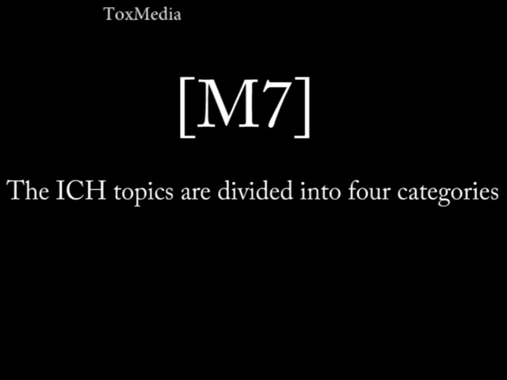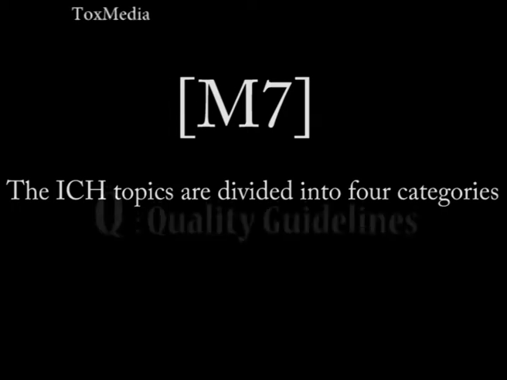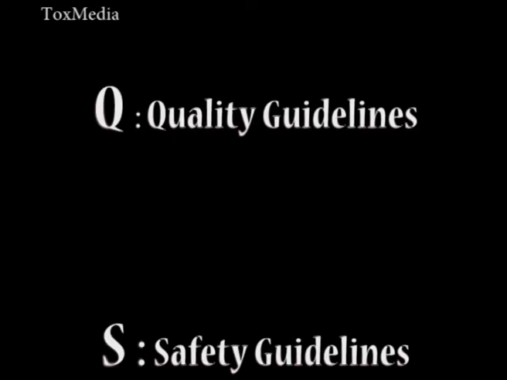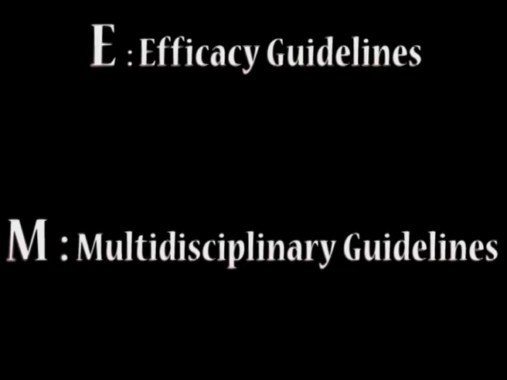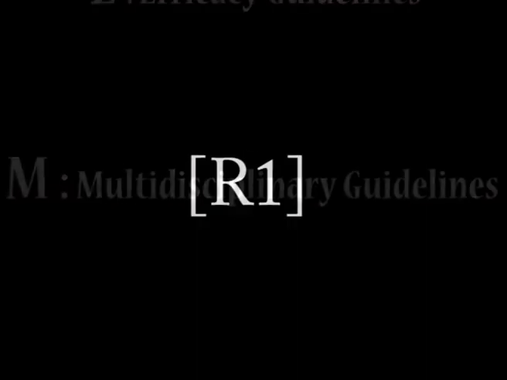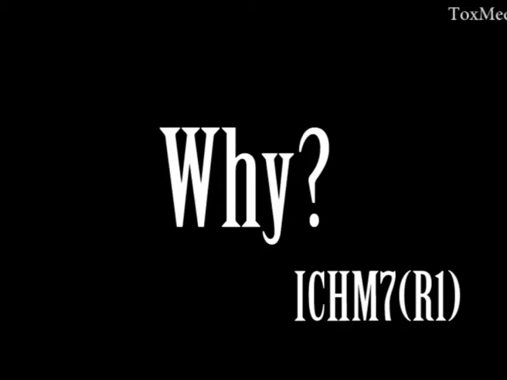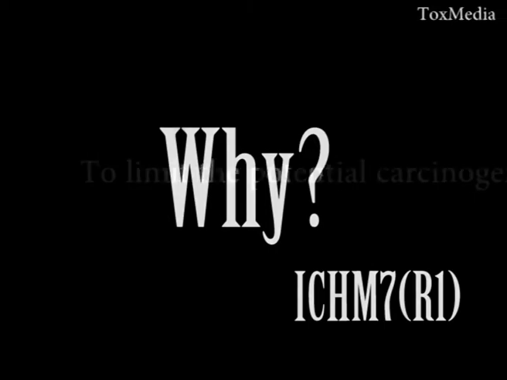ICH topics are divided into 4 categories: Q, Quality Guidelines, S, Safety Guidelines, E, Efficacy Guidelines, and M, Multidisciplinary Guidelines. R denotes revision number. Why the ICH M7 guideline?